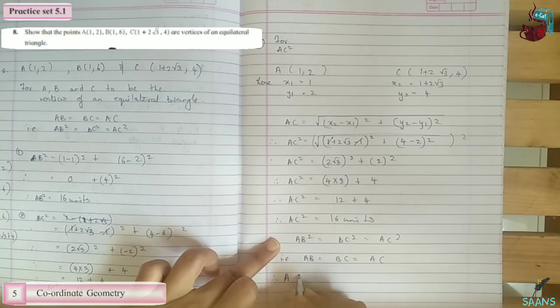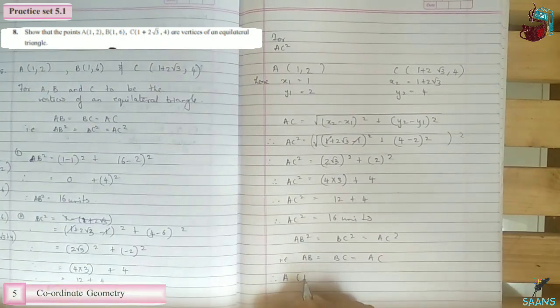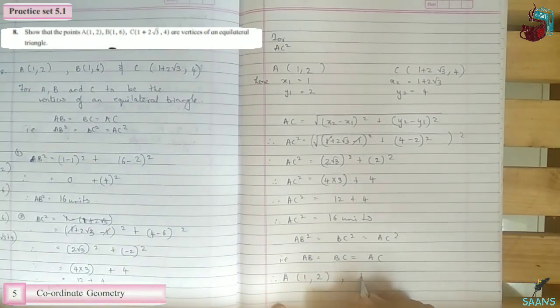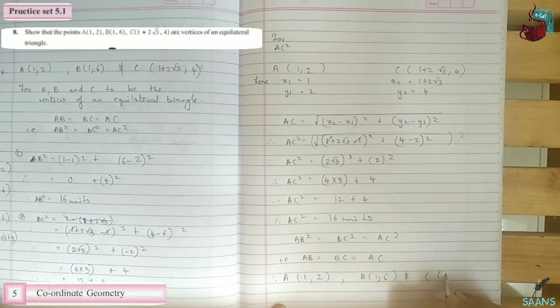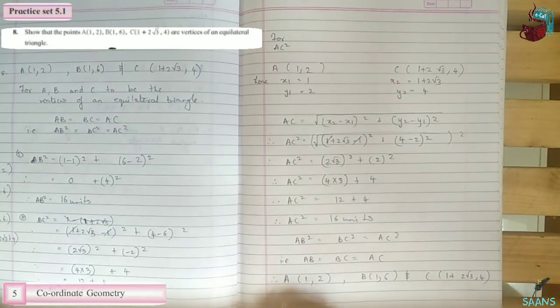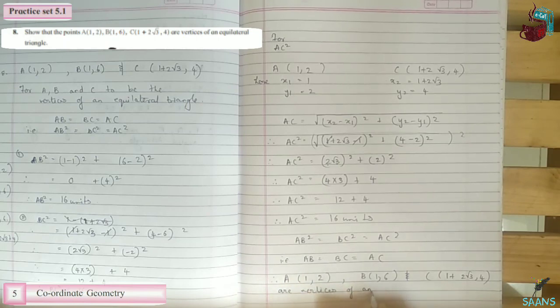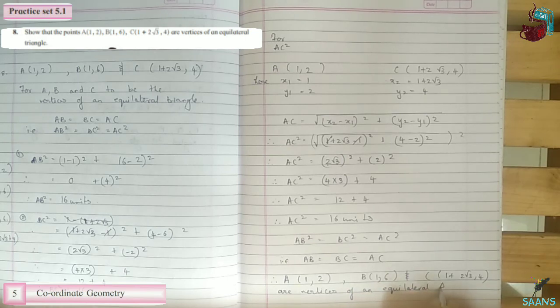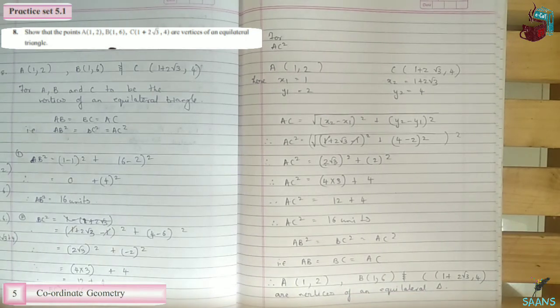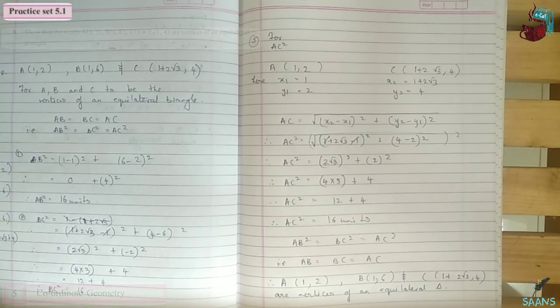Therefore, you have to write like this, which I've not written in the previous ones: A (1, 2), B (1, 6) and C (1 plus 2 root 3, 4) are vertices of an equilateral triangle. So seeing this, I am done with everything related to the distance formula.